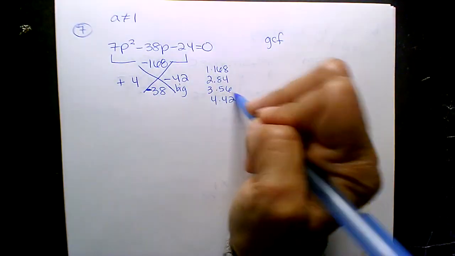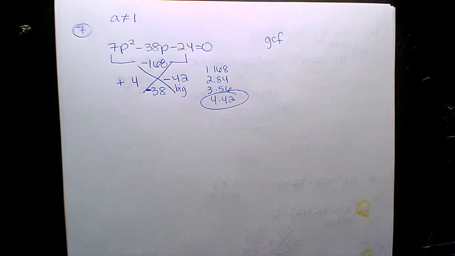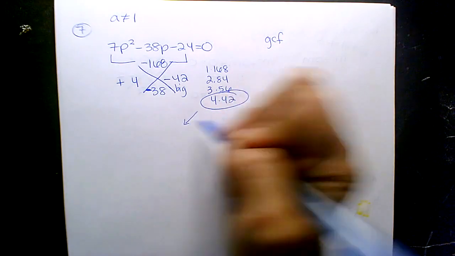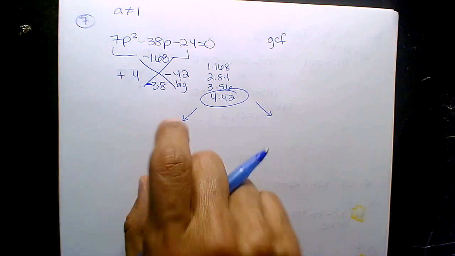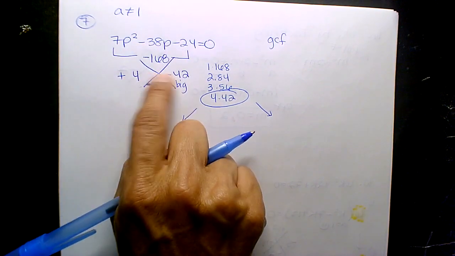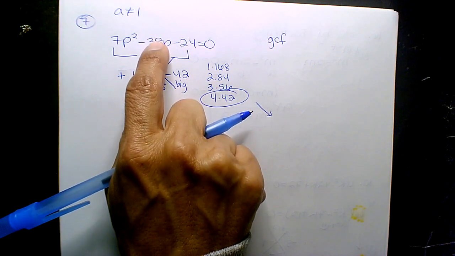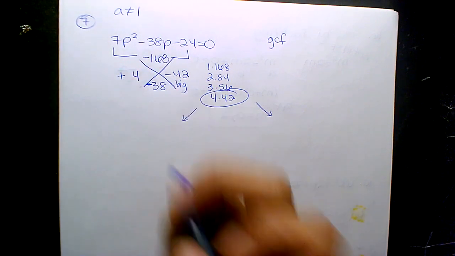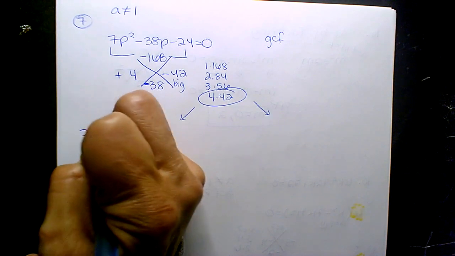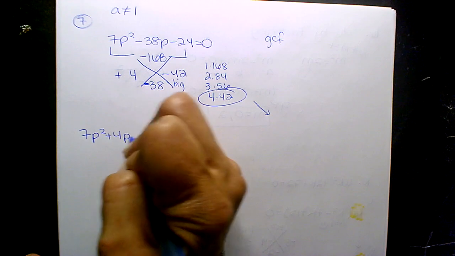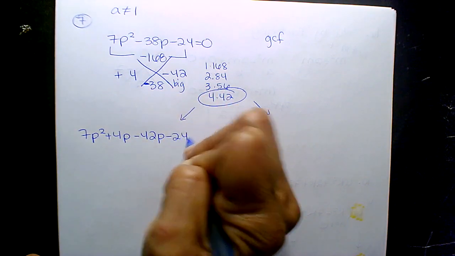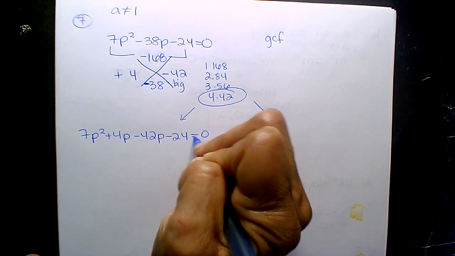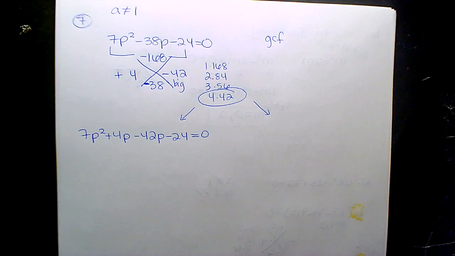Okay. So here's now, we'll do the grouping, and this is where it splits off between box method and grouping. Okay, so let's go grouping. You're going to take your 3 terms and you're going to make it 4 terms. So I'm going to take this B term and I'm going to replace it with these 2. So 7p squared plus 4p minus 42p minus 24 is equal to 0. I almost wanted to put 42 again.